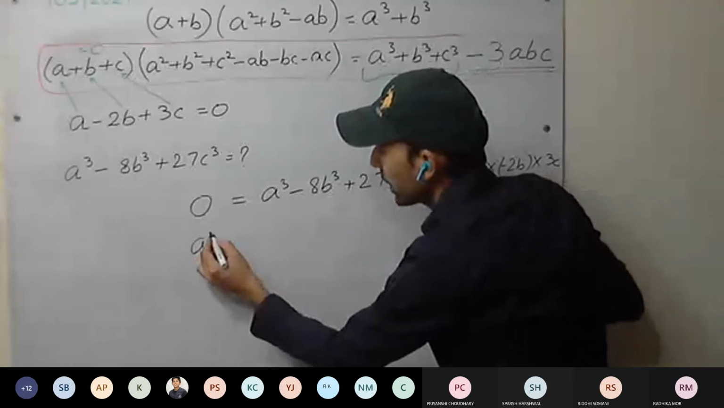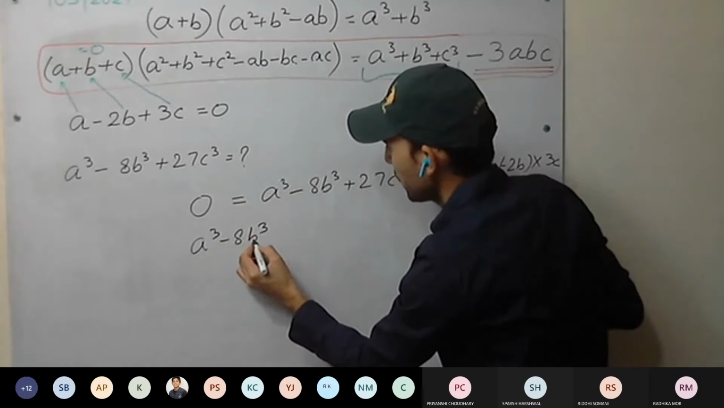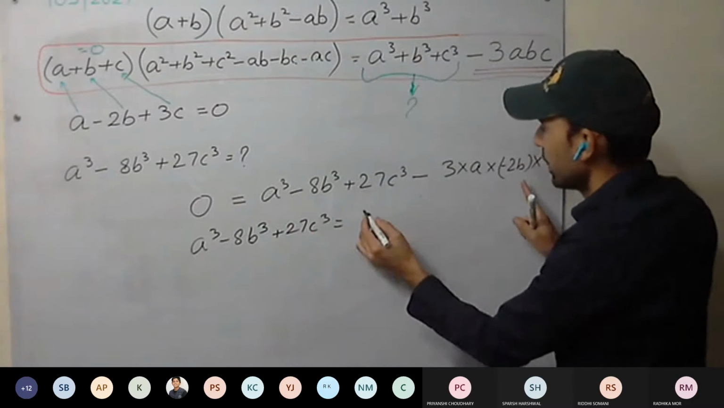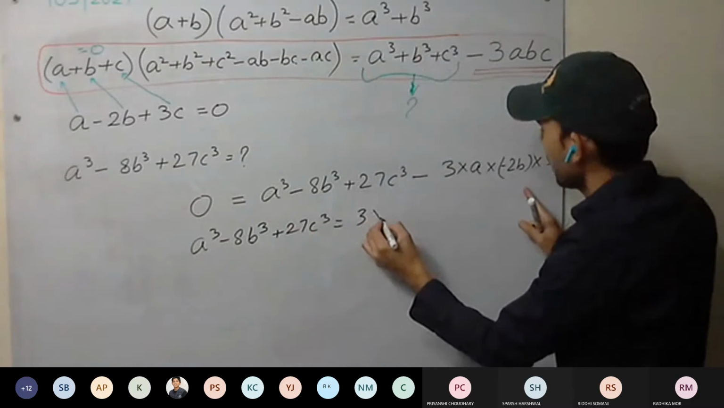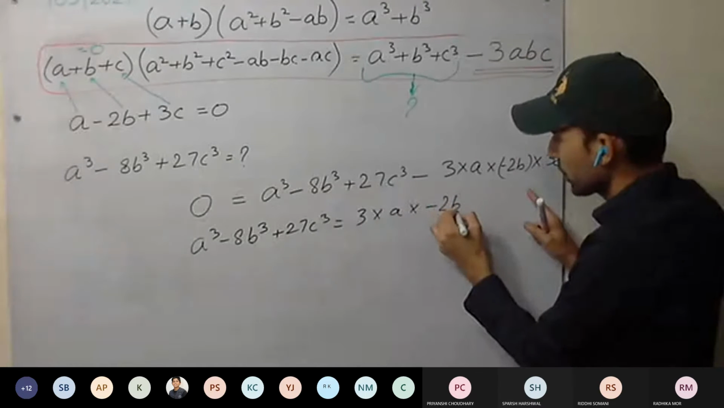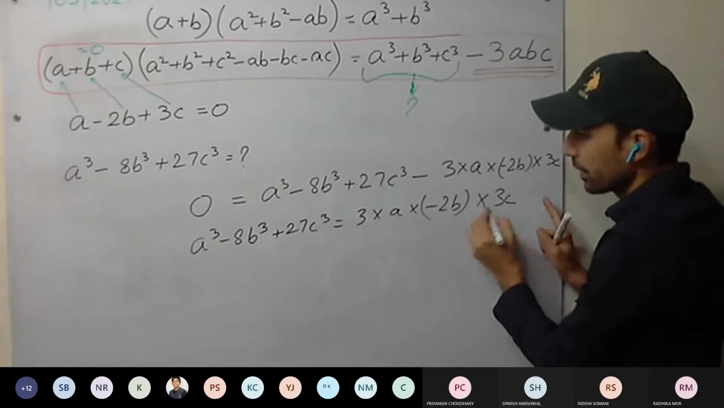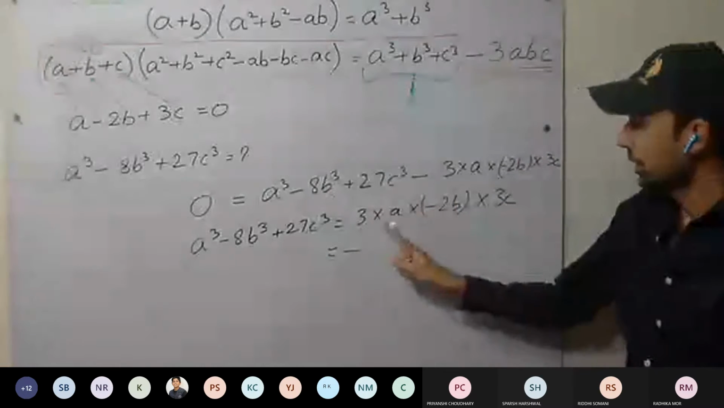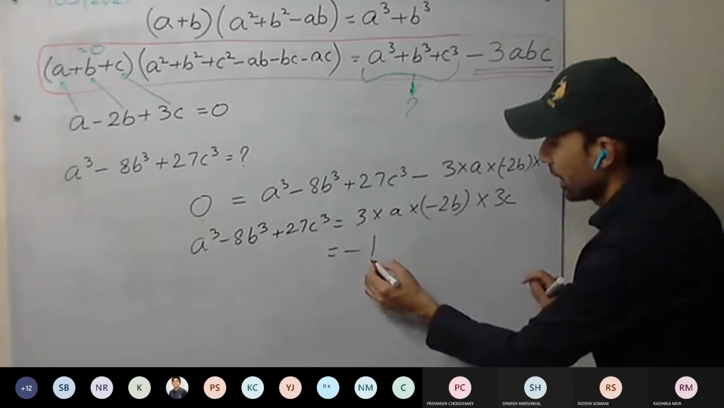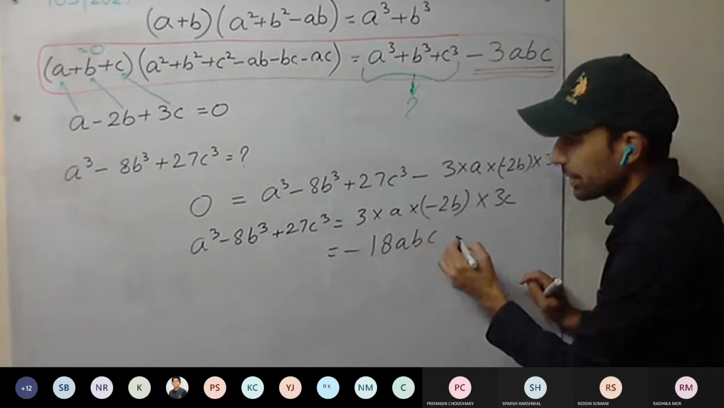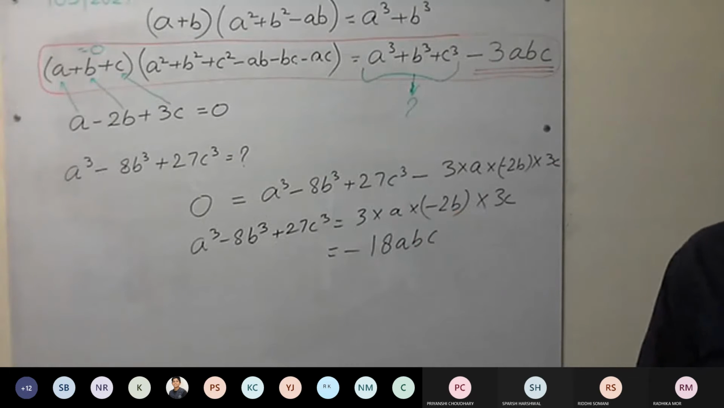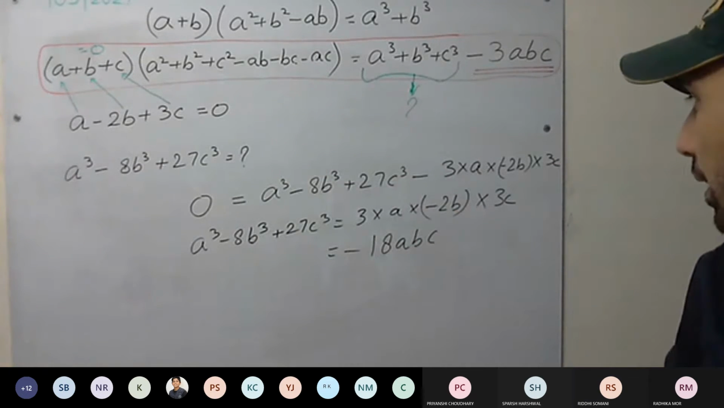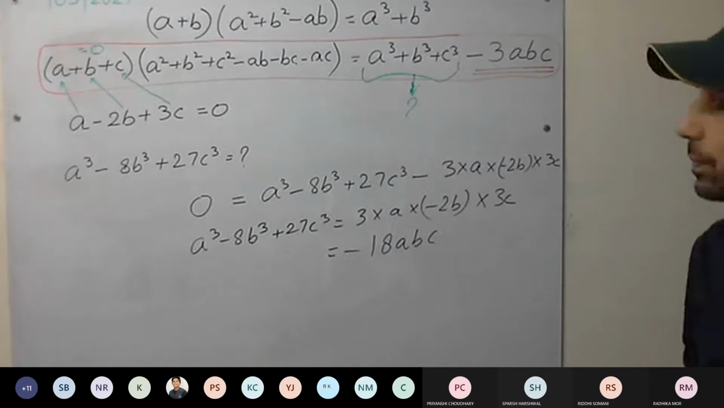So a cube minus 8b cube plus 27c cube equal to 3 into a into minus 2b into 3c. Multiply them. How much you are getting? Minus sign will be there. 3 times 6 is 18abc. Have you got this one? Yes, sir. Have you understood it now?